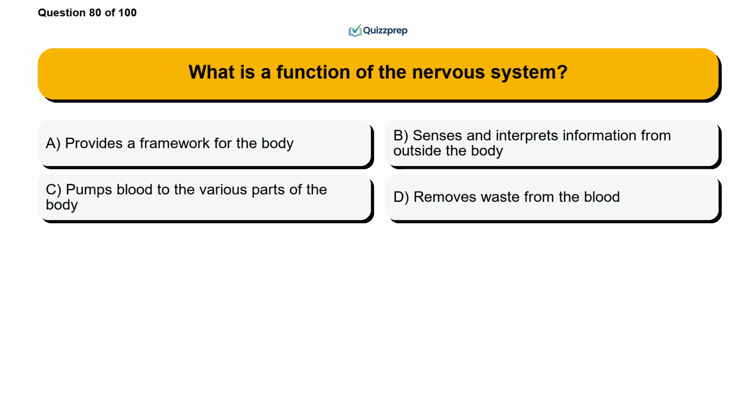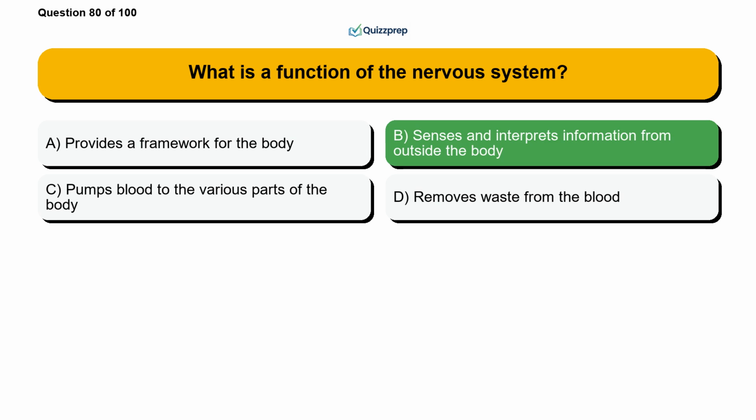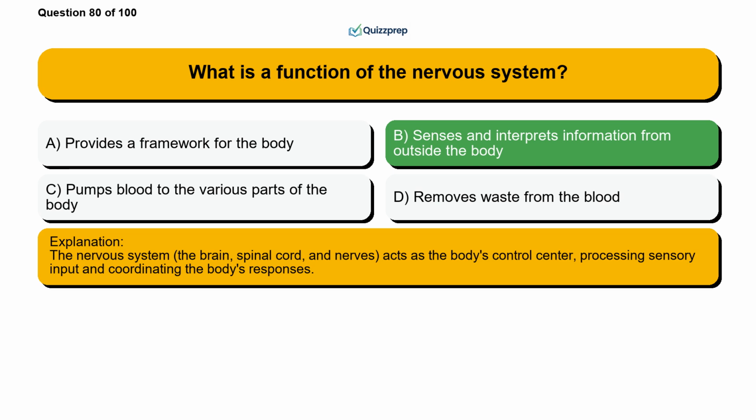Question 80. What is a function of the nervous system? Option A, provides a framework for the body. Option B, senses and interprets information from outside the body. Option C, pumps blood to the various parts of the body. Option D, removes waste from the blood. The correct answer is option B, senses and interprets information from outside the body. The nervous system, the brain, spinal cord, and nerves, acts as the body's control center, processing sensory input and coordinating the body's responses.